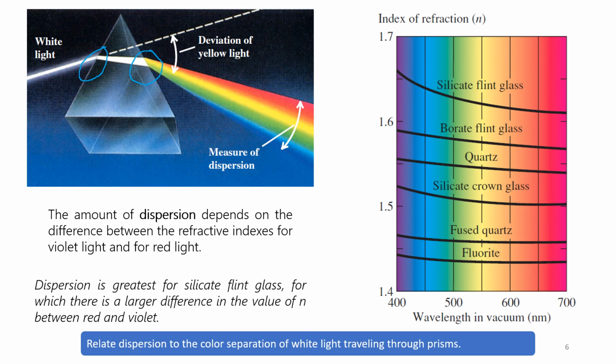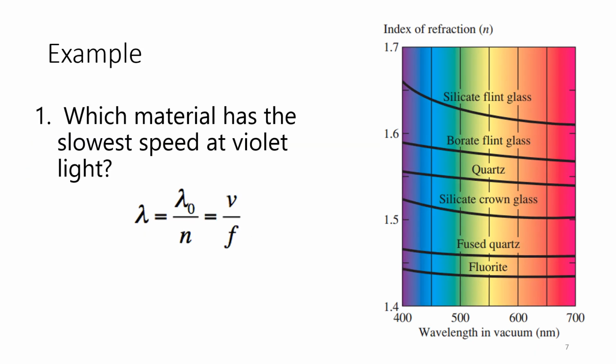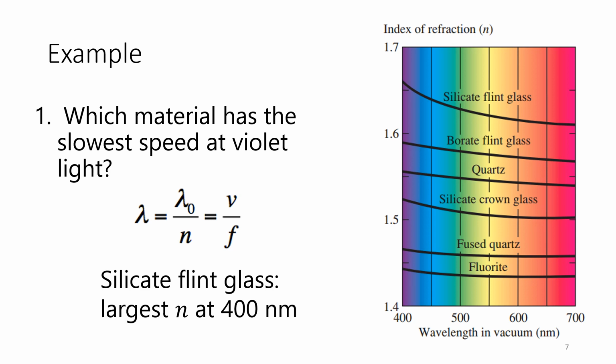With this, we achieve our first objective in relating dispersion to the color separation of white light traversing prisms. Let's answer some quick examples. If you were to ask which material has the slowest speed at violet light, we only need to remember that wave speed v is equal to lambda times f. This means that we look for the material that produces the shortest wavelength. Checking the formula for lambda, we note that wavelength shortens with increasing n. For this, the answer should be silicate flint glass, because it has the largest index of refraction at 400 nanometers.